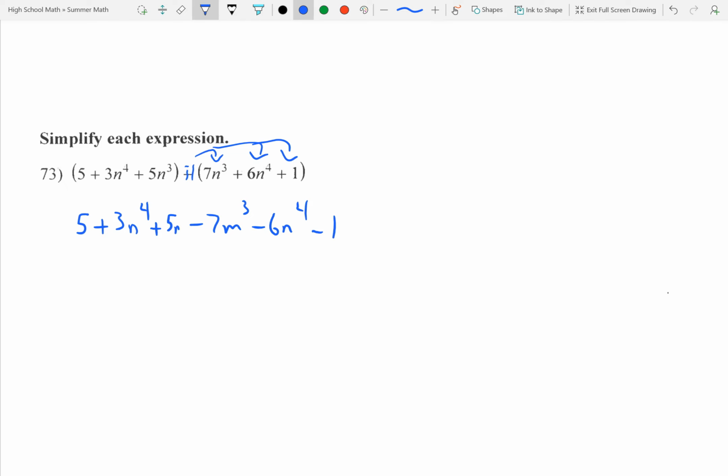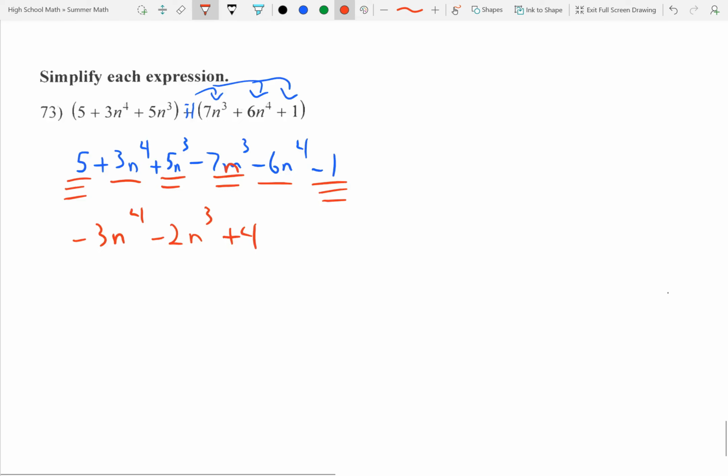Now it's a matter of combining like terms. N to the 4th is like n to the 4th. 3 minus 6 will be a minus 3n to the 4th. N to the 3rd is like n to the 3rd. 5 minus 7 will be a minus 2n to the 3rd. Lastly, 5 minus 1 will be a plus 4. And that concludes this video.